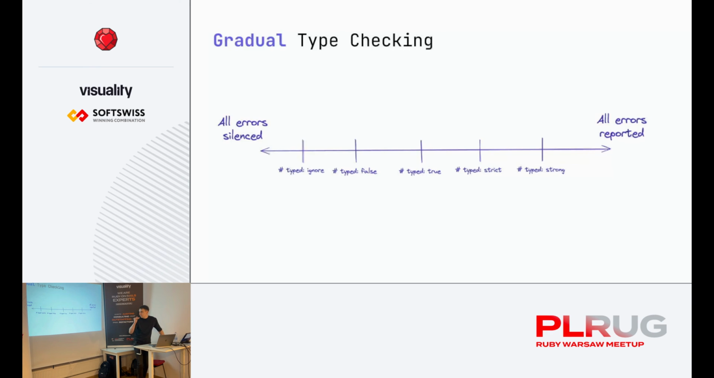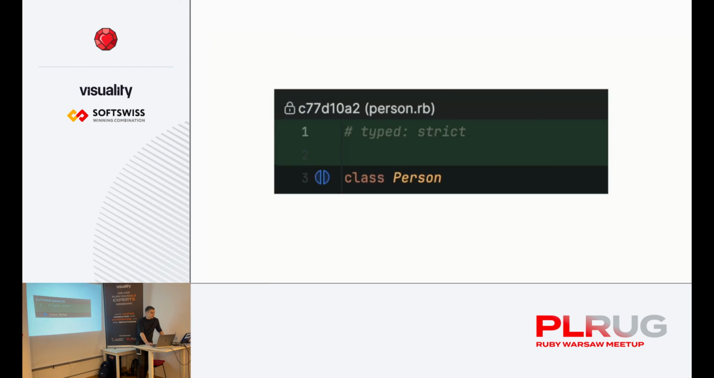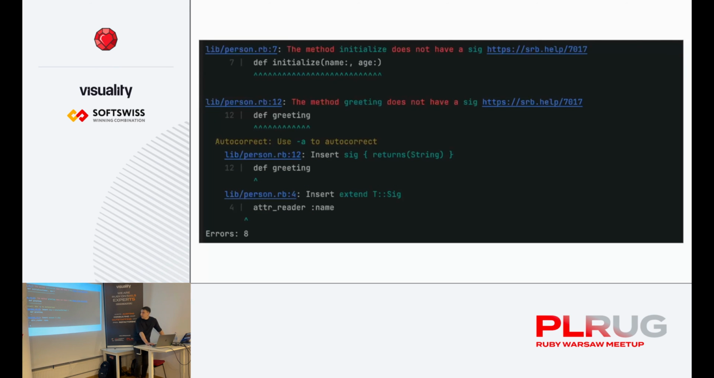And there are different levels of strictness. The lowest level is typed: ignore, and the highest typed: strong, but on their website they recommend using typed: strict. Let's add it at the top of our file, and let's run our checks again. And those are the errors. And errors are the best part of Sorbet.